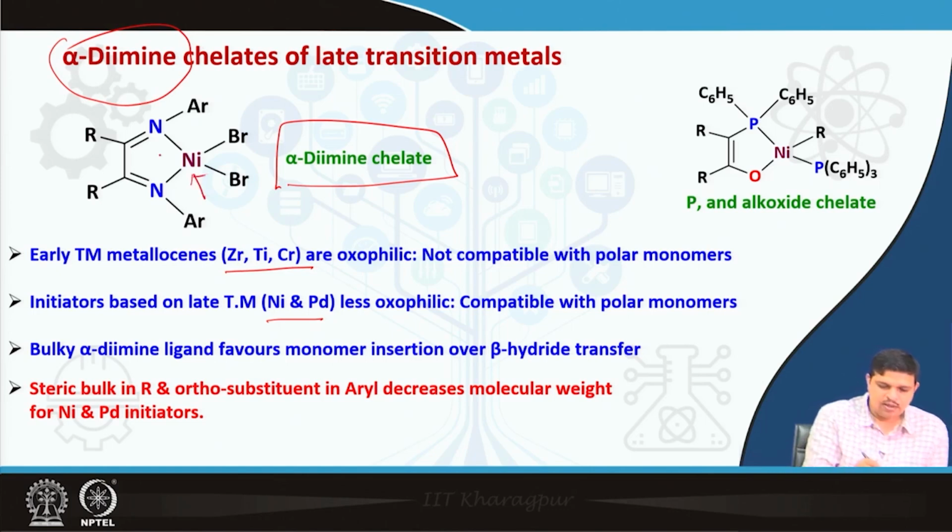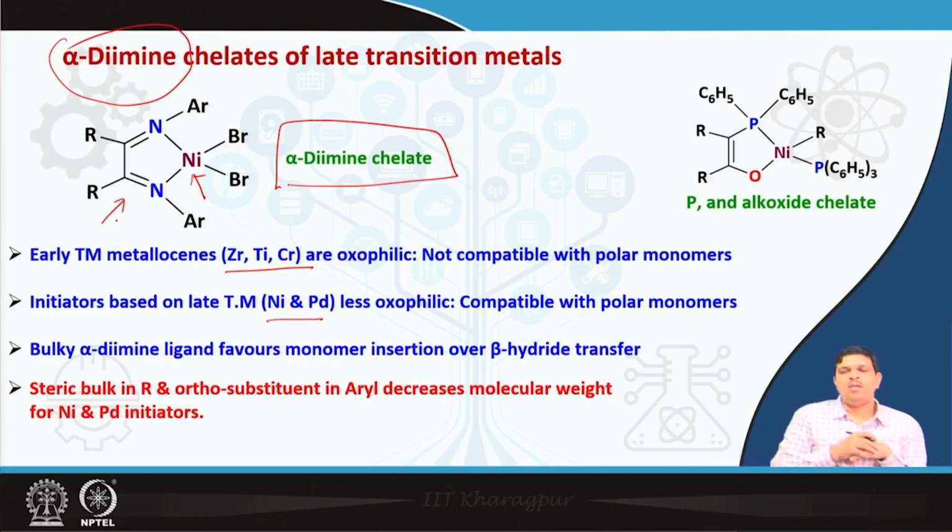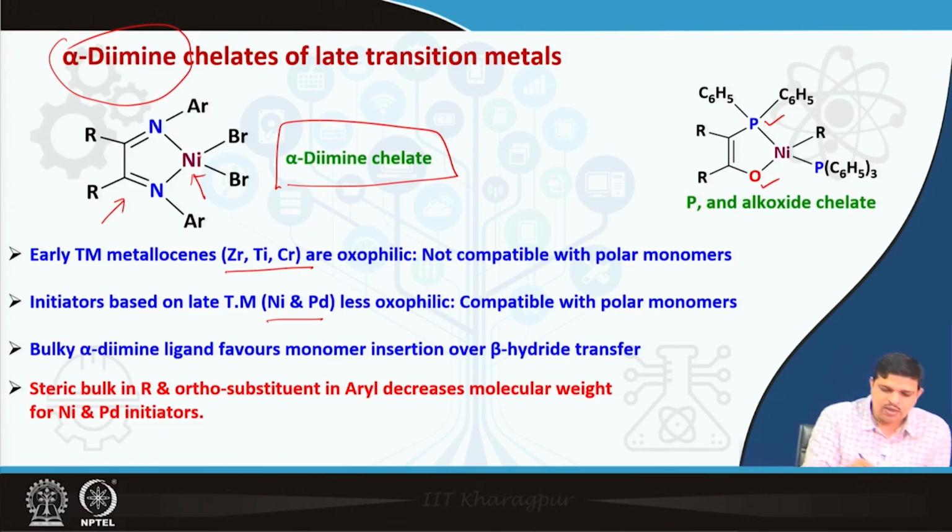Okay, and these kinds of ligands are very easily prepared by simple Schiff-base type condensation reactions. Not only that, here you will see this is the phosphine, and the alkoxy kind of chelate ligands have also been developed and reported. So bulky alpha diimine ligands favor monomer insertion over beta hydride transfer.